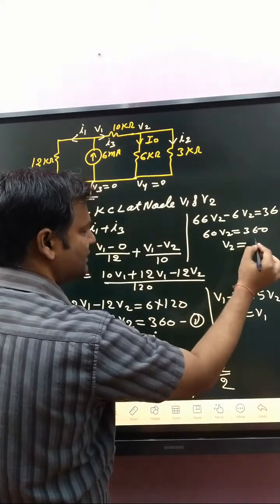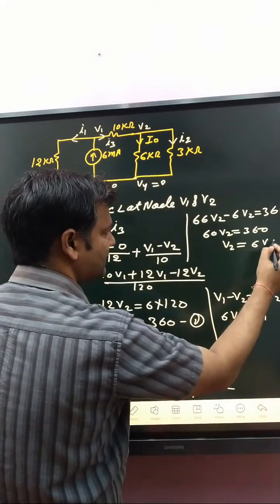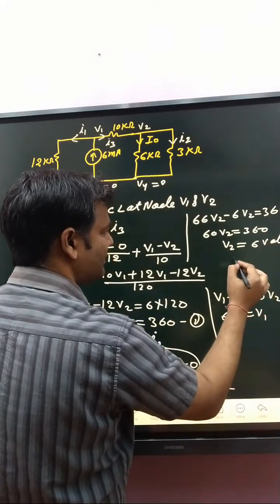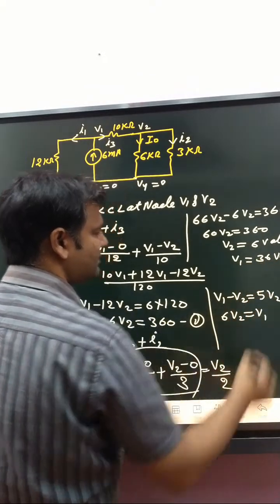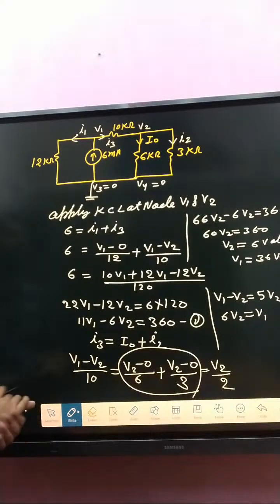Then what about V2? That is 6 volt. So what about V1? V1 basically is 36 volt. So finally V1 is 36 volt.